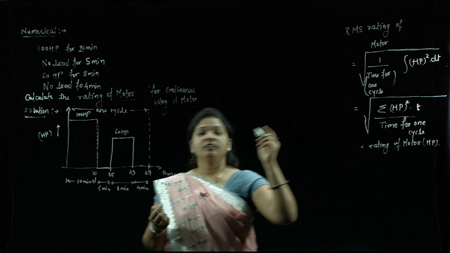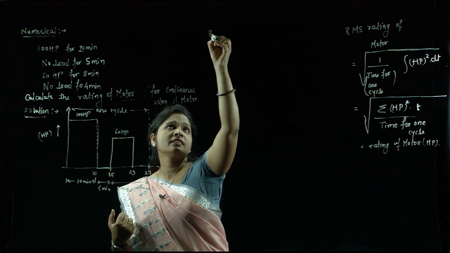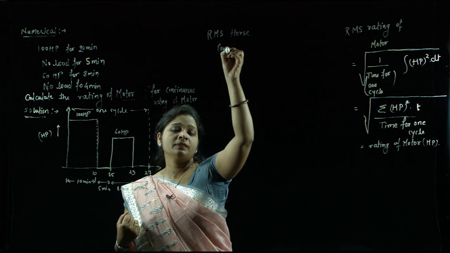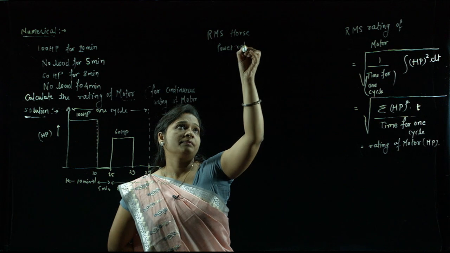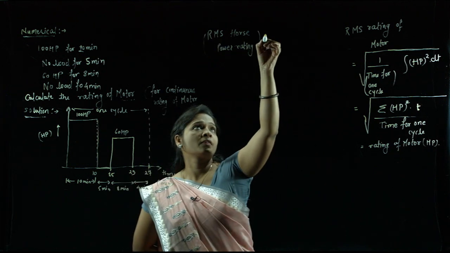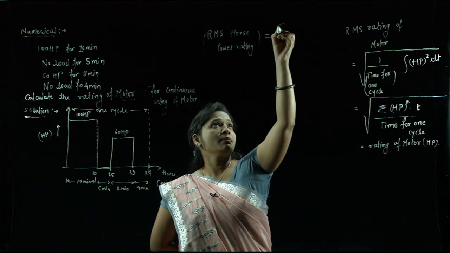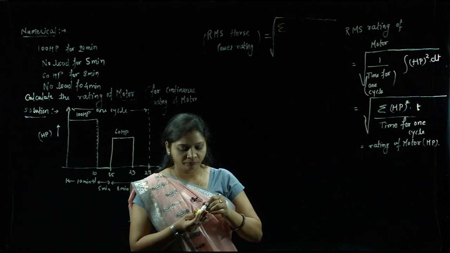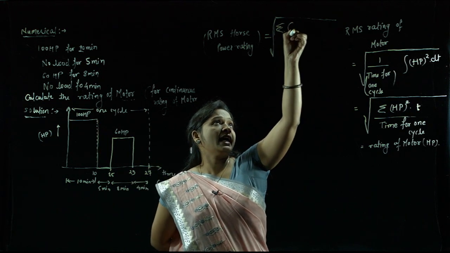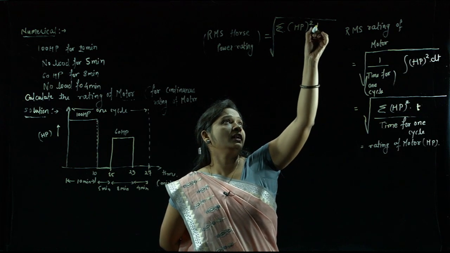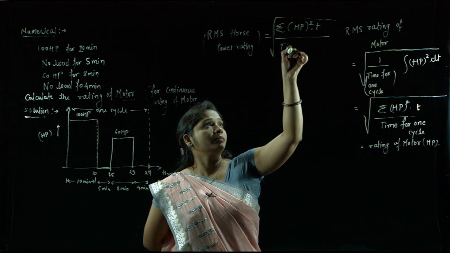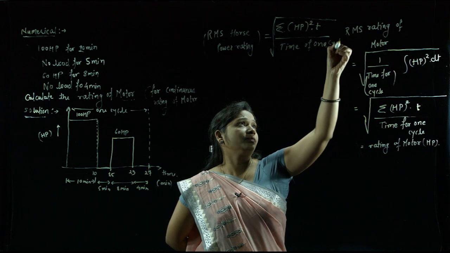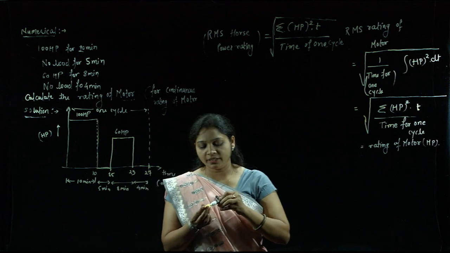See, we have a formula for the RMS horsepower rating. The horsepower rating formula is the square root of the summation of HP whole square into time, upon the time of one cycle. Here we can find the rating of the motor.